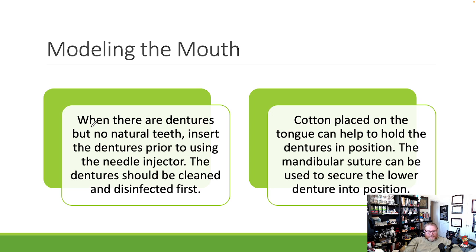When there are dentures but no natural teeth, once again, insert the dentures prior to using any sort of closures. Dentures should be cleaned and disinfected first. And you can simply use a topical spray, soap and water to clean the dentures so that they are free of biological material. Cotton can be placed on the tongue to help hold the dentures in place, and you could even use a mandibular suture to secure the lower dentures.